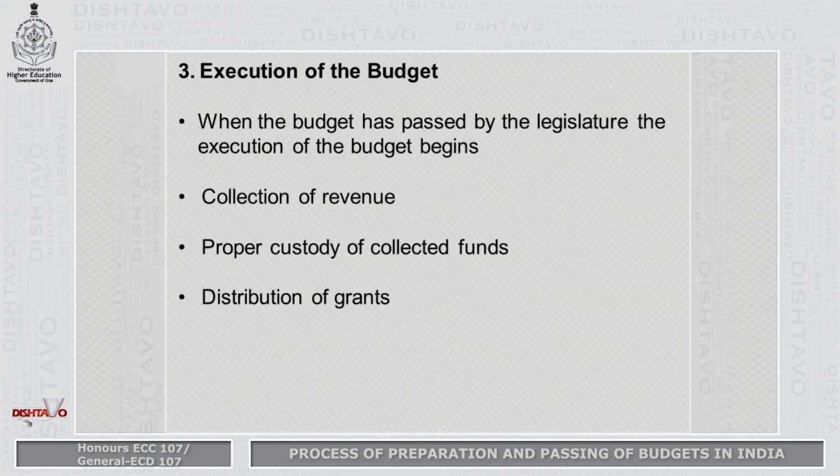Now we will see the third point, that is execution of budget. What do we mean by execution of budget? When the budget has been passed, the execution of budget begins. There is collection of revenue, proper custody of collected funds, and distribution of grants. Execution of budget is the responsibility of the executive. Execution of budget rests on proper collection of revenues and proper distribution of funds. The Department of Revenue has overall control and supervision over the machinery charged with the collection of taxes. Nationalized banks are engaged in the collection of the funds.